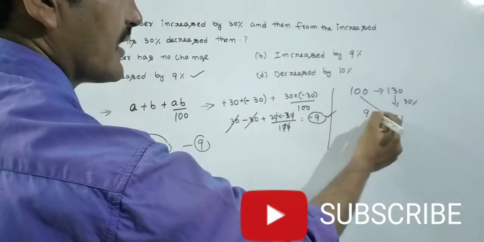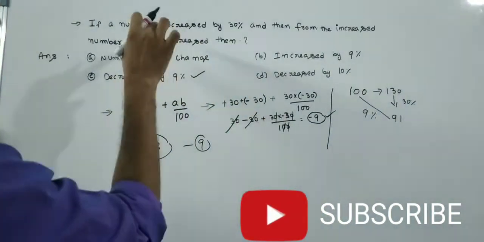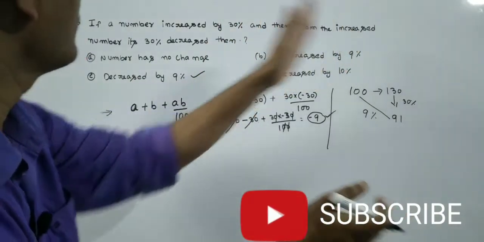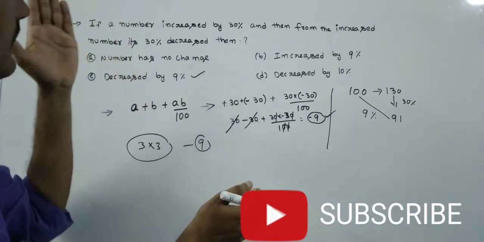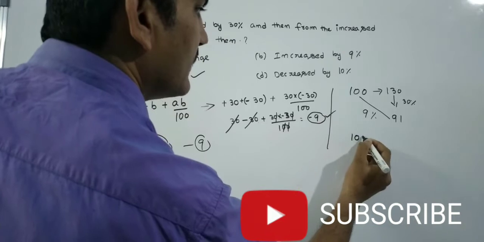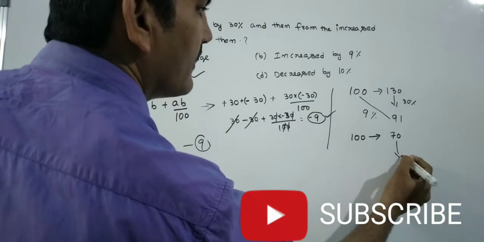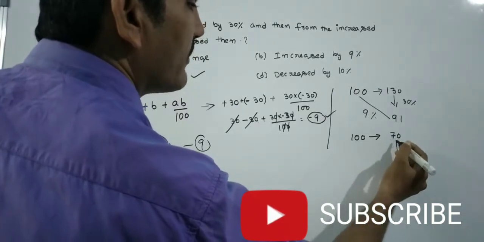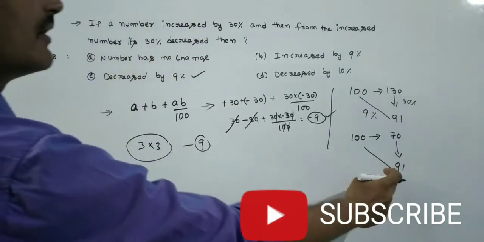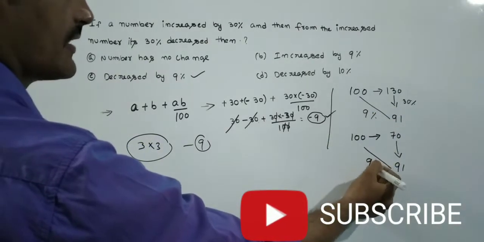Decreased by 9%. Suppose if we ask in reverse, if a number is decreased by 30% and then from the decreased number, it is increased by 30%. See friends, first it decreased 30%, that means 70. Again increased by 30%. How much is 30% of 70? 21. That means 91. See friends, again 9% decreased.